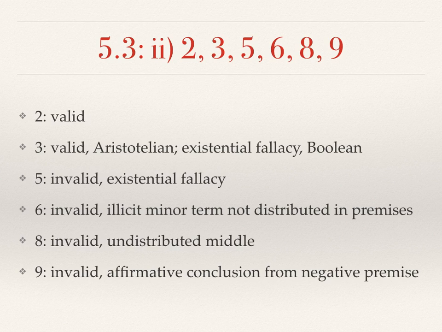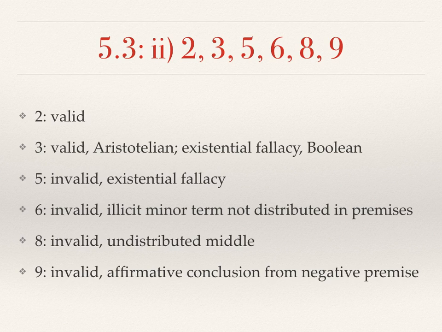The last section for the homework exercises is 5.3. Again, looking at the rules and fallacies that we have gone over. So for number 2, it is valid. Number 3, it's valid from the Aristotelian perspective, but it commits the existential fallacy from the Boolean. Number 5, it's invalid, commits the existential fallacy because there are no transparent metals. Number 6, it's invalid. The minor term is not distributed in the premise, what's called the illicit minor fallacy.